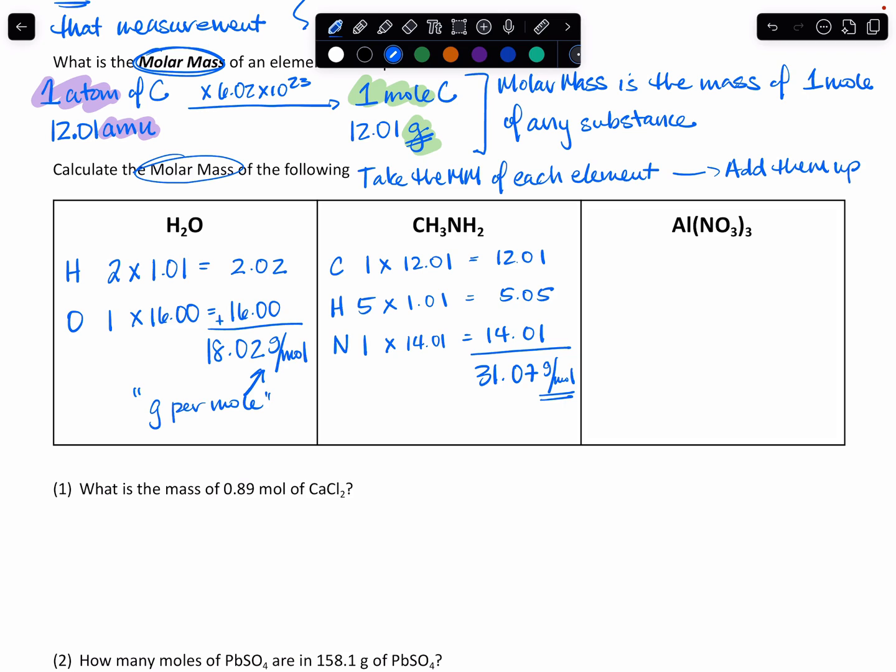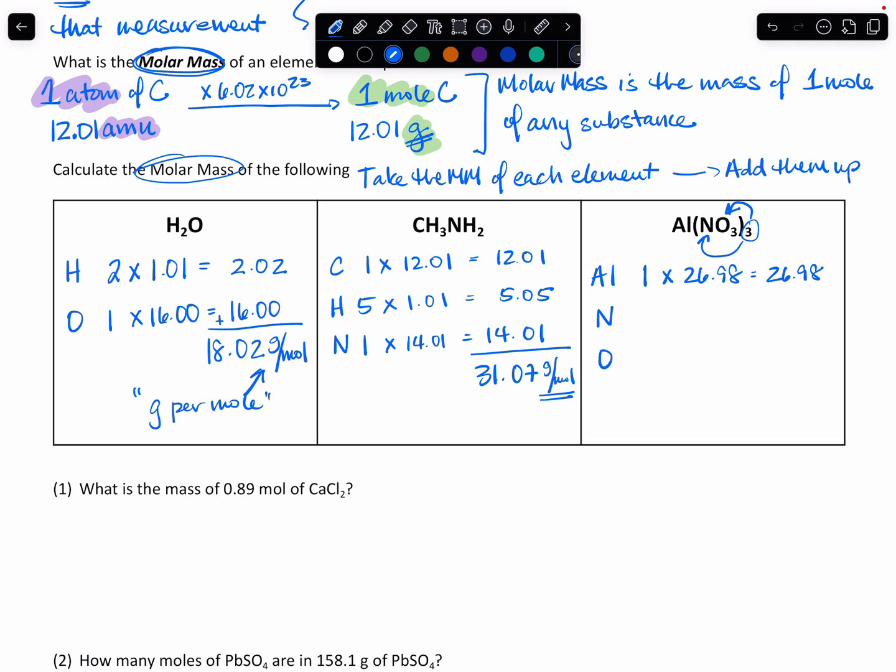All right, now next I have a compound Al(NO3)3. All right, and the tricky part here is this outer 3. You need to distribute that into the elements inside of those parentheses by multiplication. All right, so what does that mean? We have aluminum, nitrogen, and oxygen. That 3 does not affect the aluminum. It's not right next to it. It's not outside of a parentheses with aluminum inside. So we only have one aluminum atom that has a mass of 26.98.